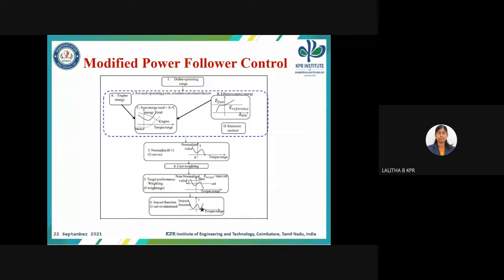The sixth and final step is to compute the overall impact factor. The final operating point is the operating point with the minimum impact factor. The strategy improves the overall performance of the hybrid electric vehicle drivetrain, but it is computationally expensive. So that's why we go for a state machine based controller.